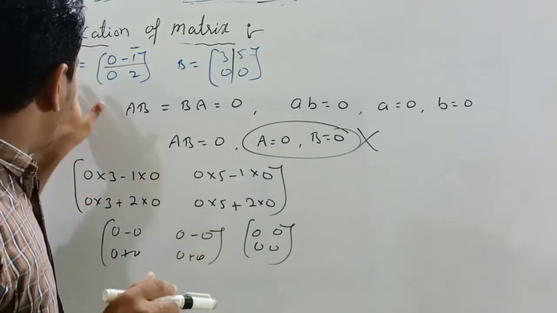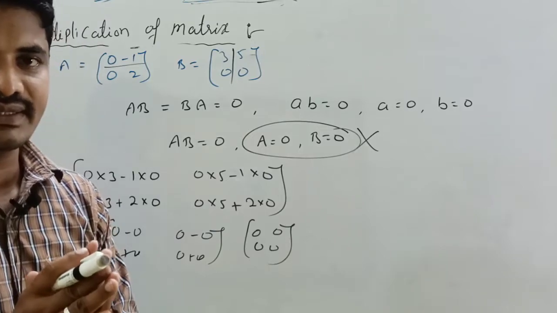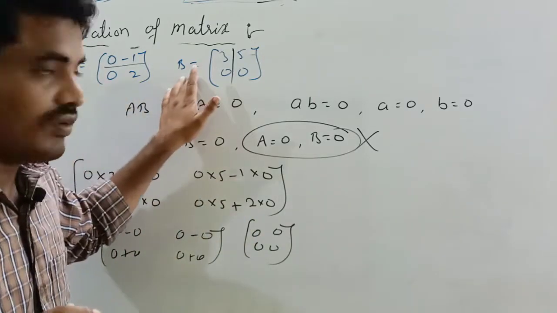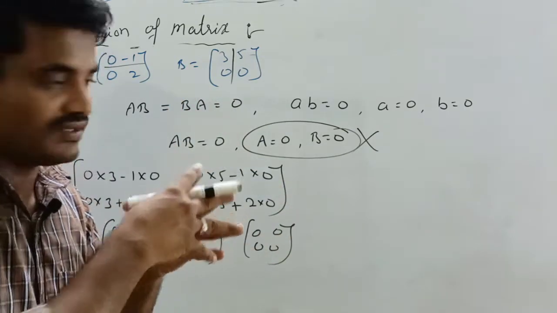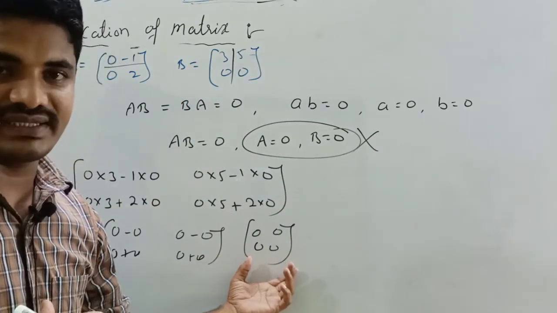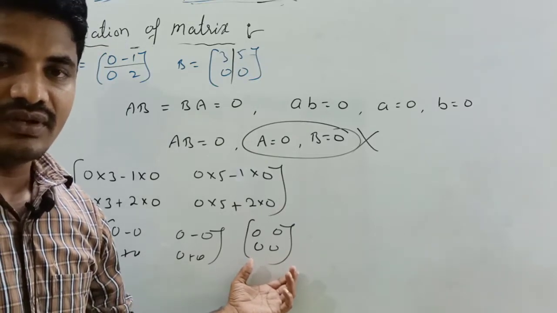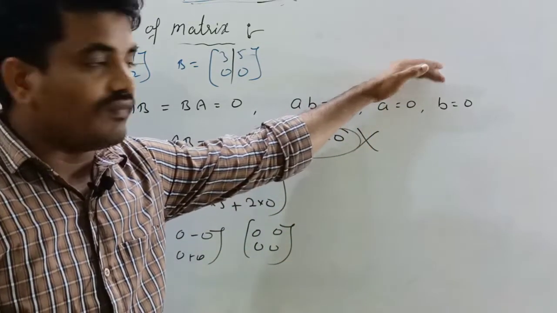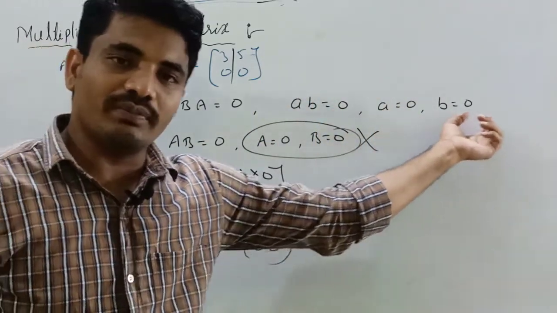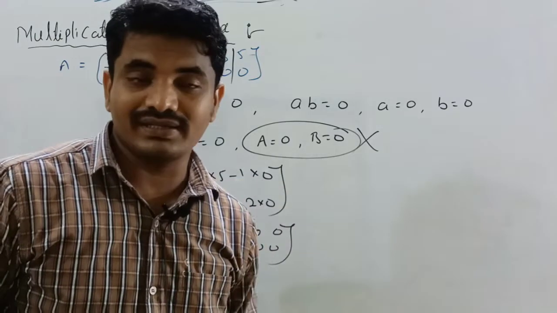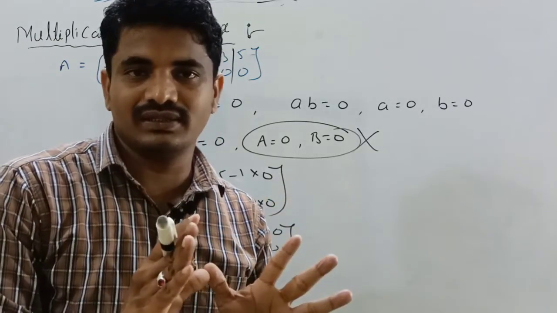Here both A and B are not empty matrices, but when you multiply the matrices, we get an empty matrix. So according to algebra, we know if AB equals 0, then A equals 0 or B equals 0. But in matrices it is not possible. It is not correct. Okay.